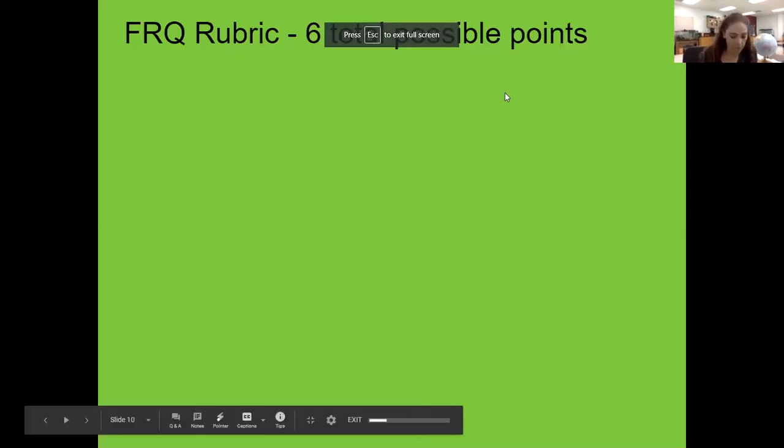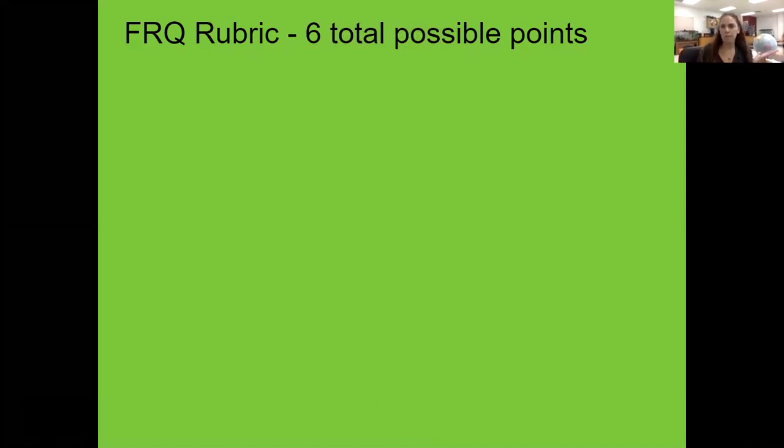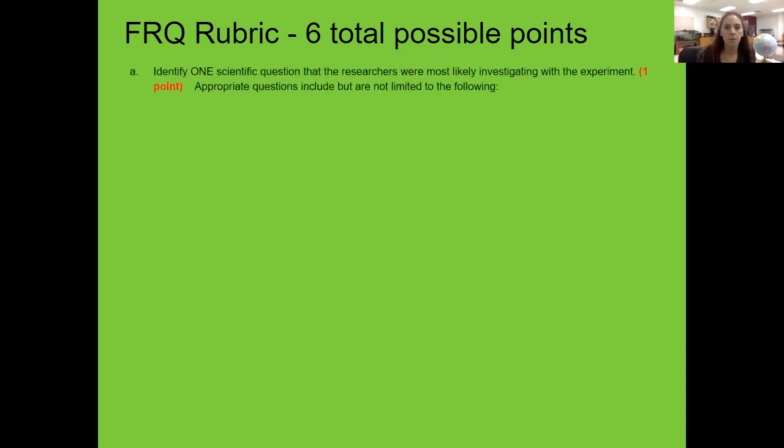Now let's come and take a look at our rubric. This FRQ rubric comes out to 6 points. And you might be thinking, Ms. Heist, you said they were either going to be long worth 8 or short worth 4. This is a longer one that we modified to practice with today. Each letter is worth 1 point in this practice one.